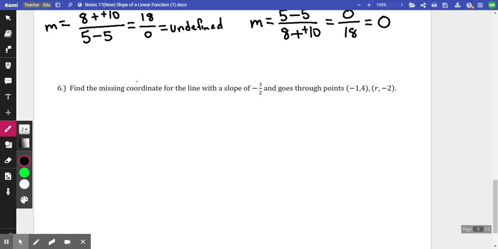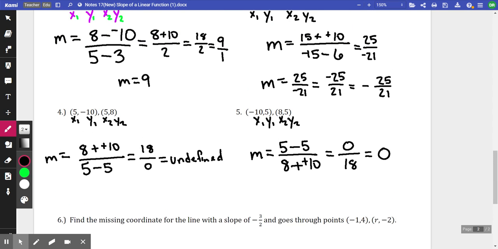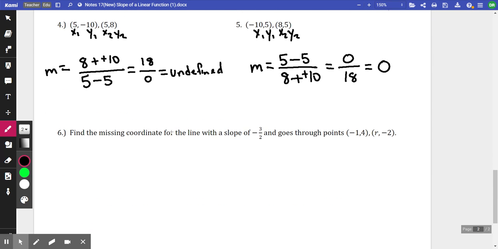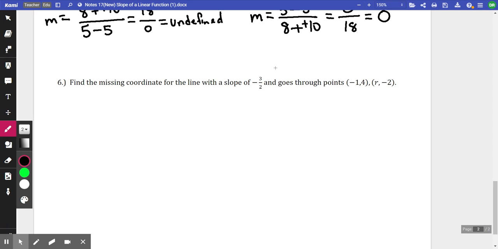Every time I was using my formula in these problems up above, I was labeling x1, y1, x2, y2. I labeled everything that I could. So I'm going to do the same thing here. Here are my 2 ordered pairs. I'm going to label x1, y1, x2, and y2.